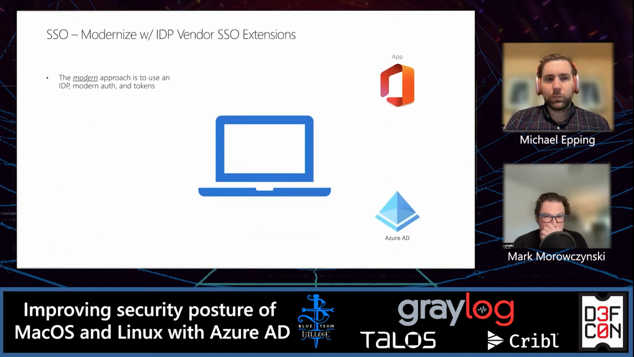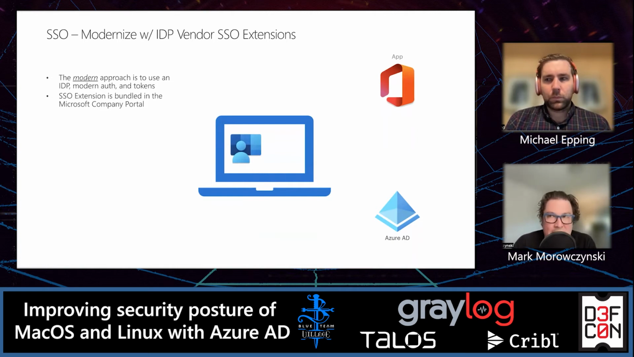So we're going to have a few things. We have our app that does modern authentication, so we'll just say Exchange Online. We're going to have an IDP that is going to issue tokens. This is going to be Azure AD. And then we're going to need to get these tokens from the IDP to that application. So we're going to do this using the SSO extension. This comes in the Microsoft Company Portal.